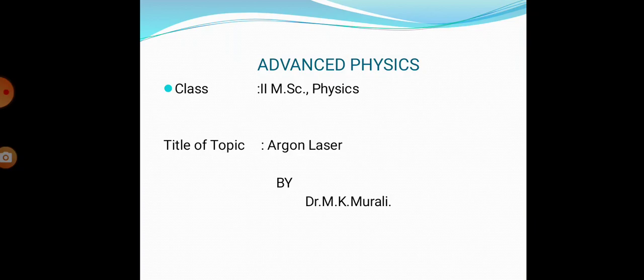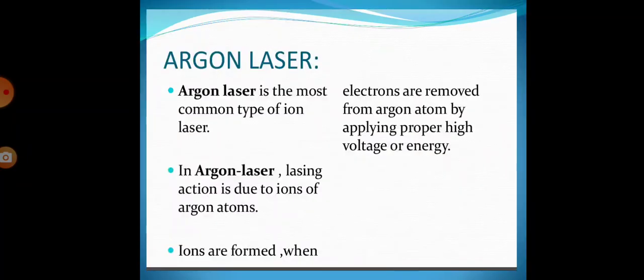Now we are going to discuss about argon laser. Argon laser is the most common type of ion laser. In argon laser, lasing action is due to ions of argon atom. Ions are formed when electrons are removed from argon atom by applying proper high voltage or energy.